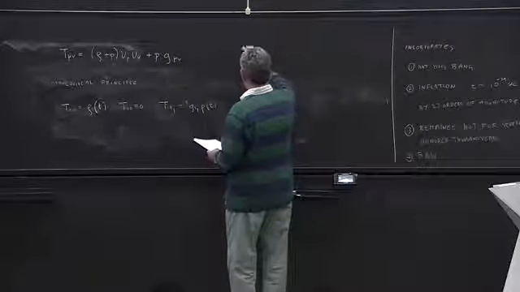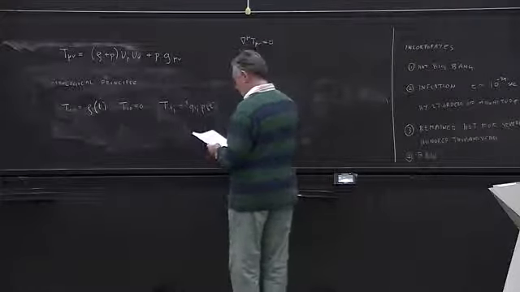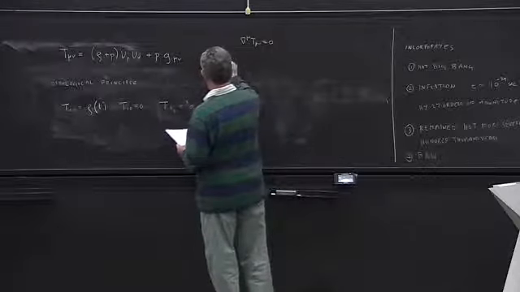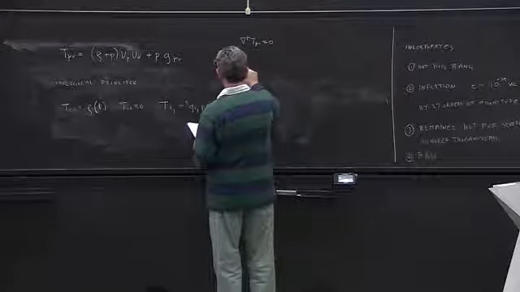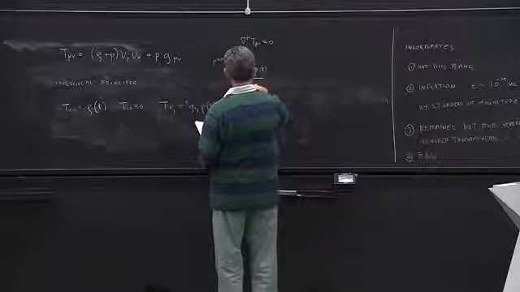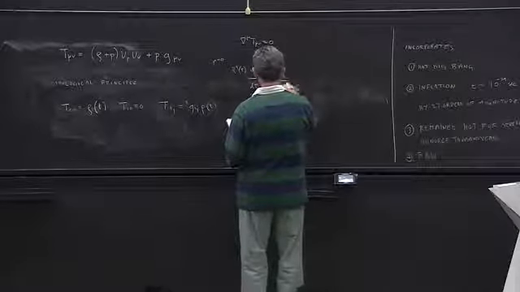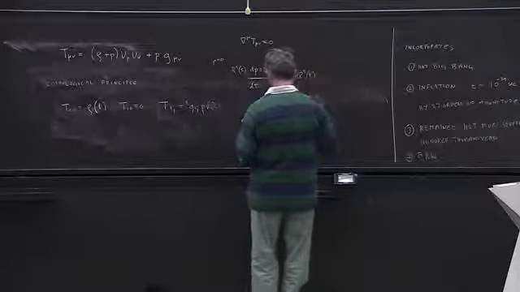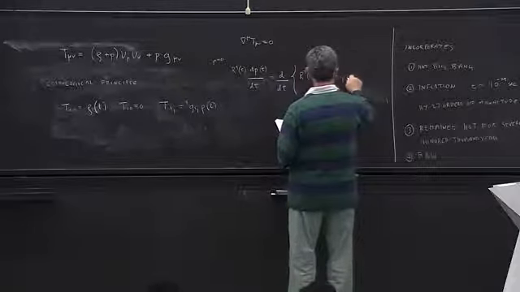So what does conservation say? I leave you to work it out. The mu equals 0 component says r cubed of t times dp dt equals d by dt of r cubed of t times rho of t plus p of t.